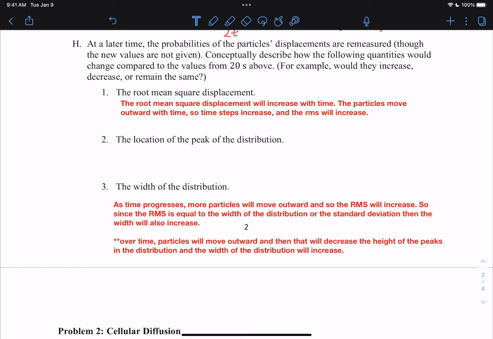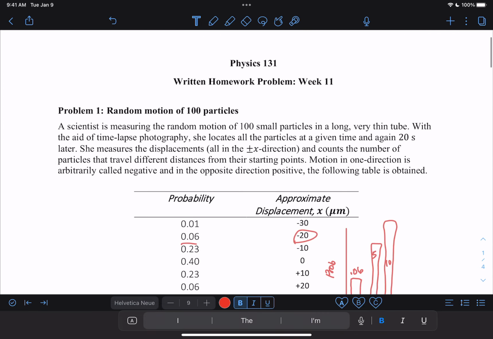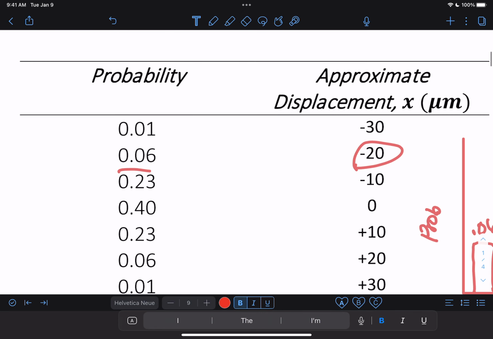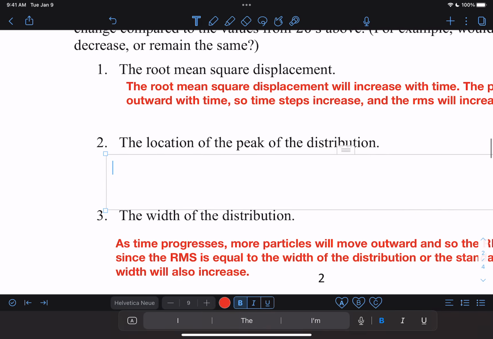But then for number 2 here, location of the peak of the distribution. Does that increase, decrease, or stay the same? The location of the peak. So remember we said before that the peak, where we are most likely to find particles, would be at 0 micrometers, right? That makes sense because in a simple random walk model, like we said earlier for part A, we're most likely to find the particles at 0, back where they started. That's the highest probability of 0.4. So with time, does the location of that peak change? Does it increase, decrease, or what happens?